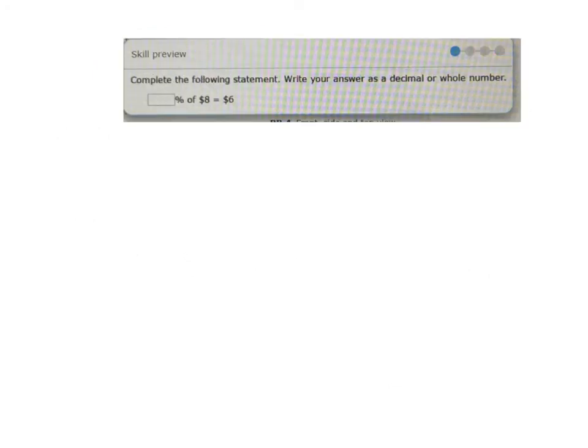Another similar looking example. Complete the following statement. Write your answer as a decimal or a whole number. What percent of $8 is $6? So I like to write it this way because it's more visual. So what percent is the 6 out of the 8? My gut instinct is, hey, I recognize that 6/8, that's like 3/4. So I'm pretty sure that's going to be 75%.